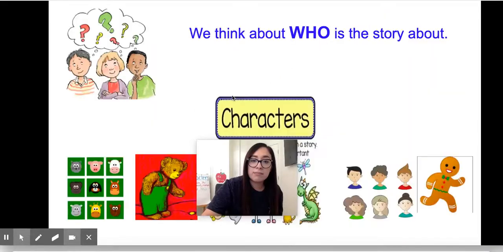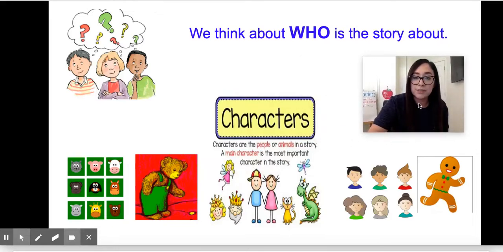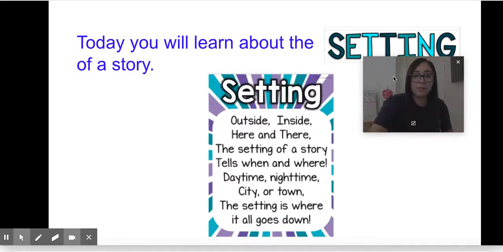Okay, so last week we talked about characters. They're the people, animals in the story. They are the ones who are talking, who are feeling, who are doing things in the story. Okay? And we have to think about who when we talk about characters. Who is in the story? Who is the story about? And today you will learn about the setting of a story.